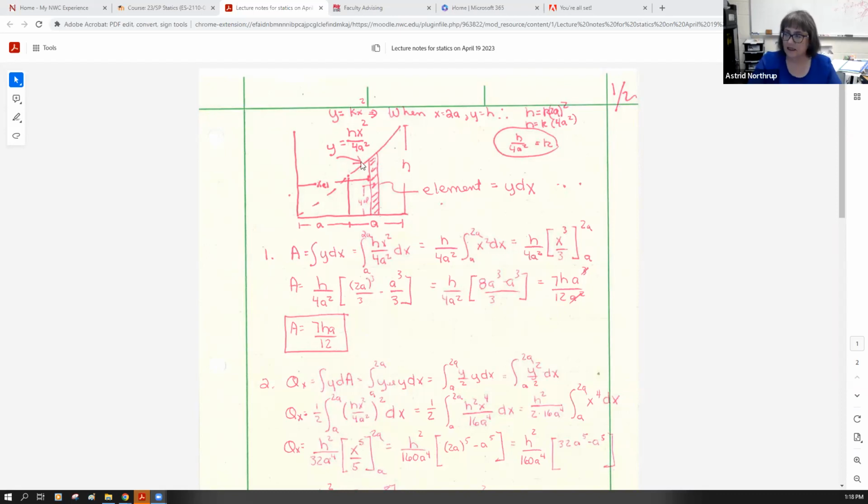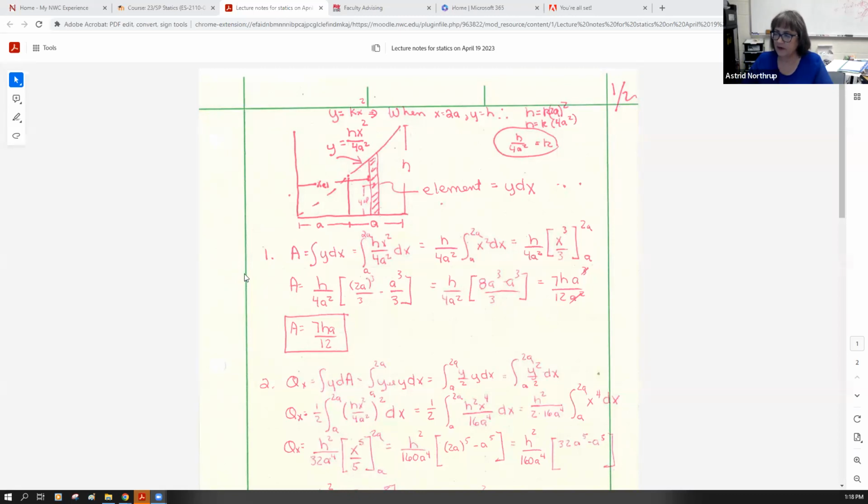In the work in class, I had suggested changing the element for one of the Q values, and it turned out to be just kind of a big mess. So I would recommend leaving the element like this, a vertical element, for the work that we're going to do here.